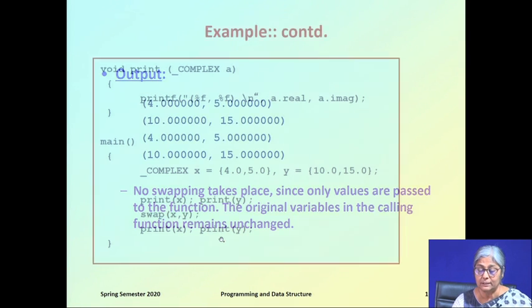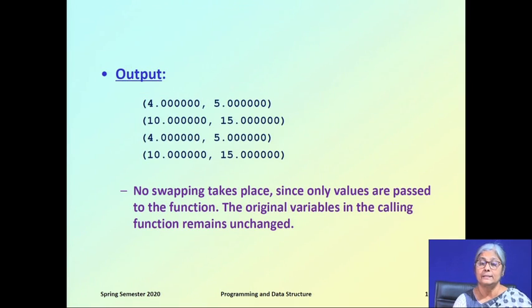See what it gives. In the output, the original values were: for x, 4 is the real part and 5 is the imaginary part; for y, 10 is the real part and 15 is the imaginary part. Again after swapping we see the same, that means it has not swapped. Why is it not swapped?